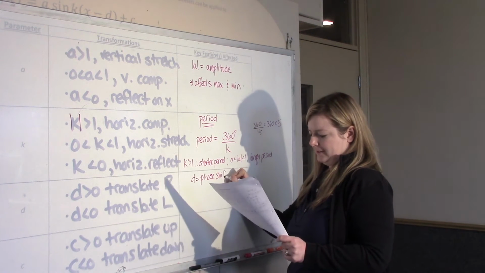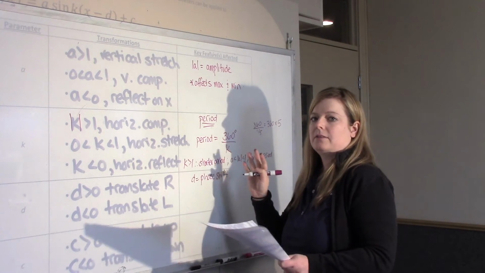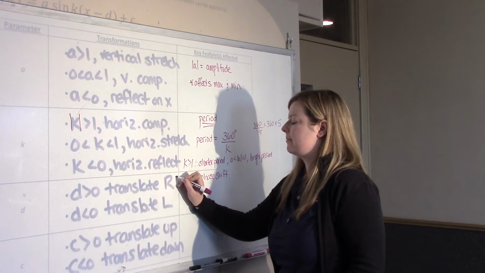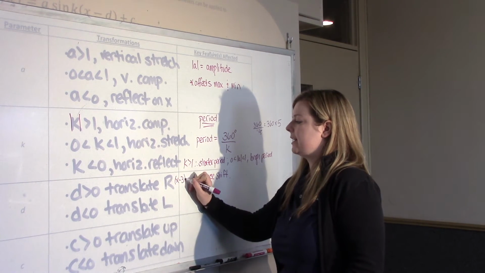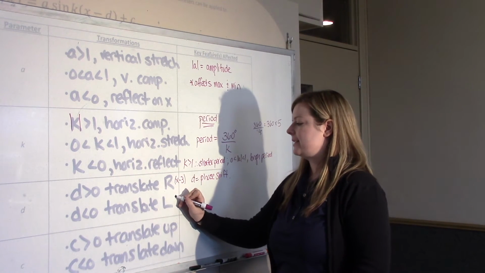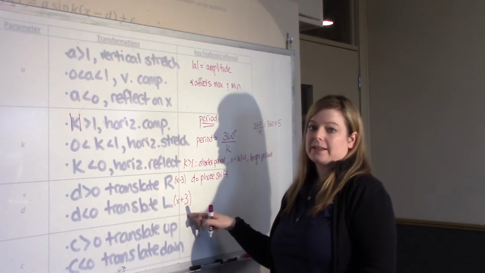Okay, translating left to right, well, D is just equal to the phase shift. So it just kind of affects where everything is left to right. So remember, if D is greater than 0, that would look like something like x minus 3, because it's always of the form x minus D. And D less than 0 would look like x plus 3, because that would be x minus a minus 3, okay?